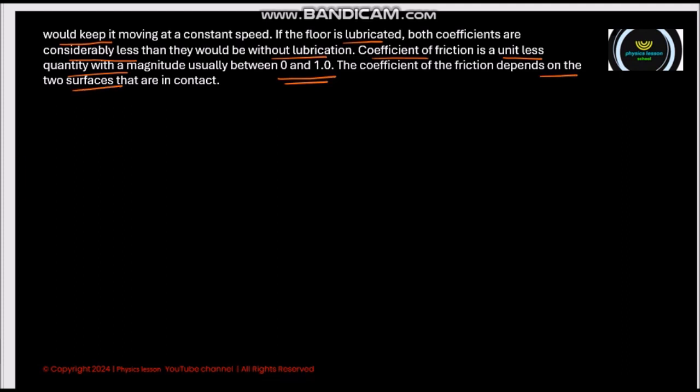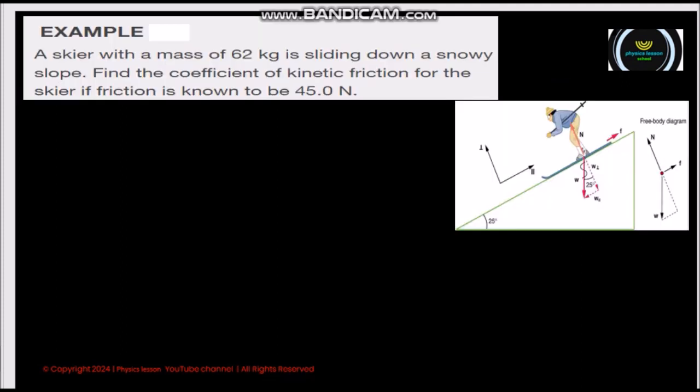Let us see the following example. A skier with a mass of 62 kilograms is sliding down a snowy slope. Find the coefficient of kinetic friction for the skier if friction is known to be 45.0 N. First, let us take out the given quantities. We are required to find the coefficient of kinetic friction μk.